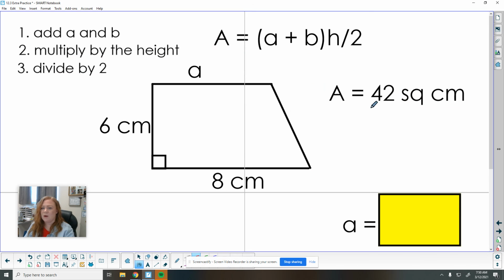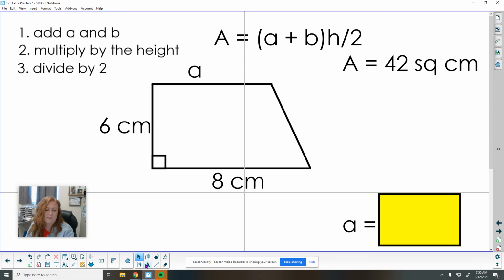Okay, let's try one more of those working backwards problems. Go ahead and plug in the information that we know. I am going to move this up out of my way so I have a little more room to write. We know our area is 42. And then A, we don't know A, so we're going to leave that as A, plus B is 8. The height from our right angle is 6. And then we still have to divide by 2.